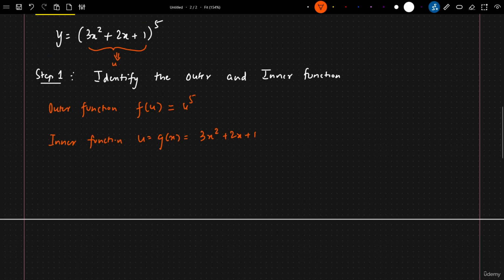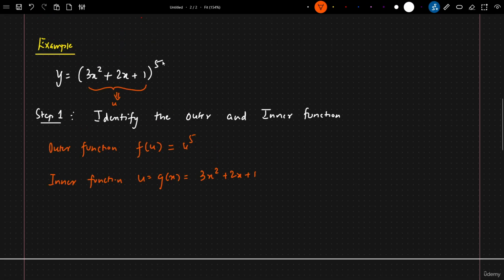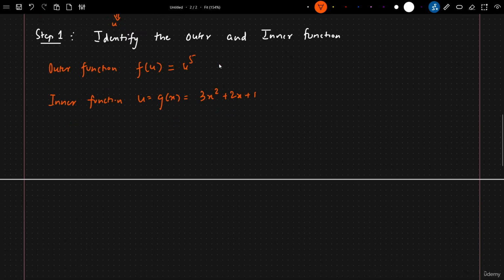Now, if I want to find out the derivative, first of all, I need to find out the derivative of the outer function, right? So, let's go ahead and differentiate the outer function. So, now I will write 2x plus 1 over here. And this one, I will go ahead and write step 2. Differentiate the outer function.